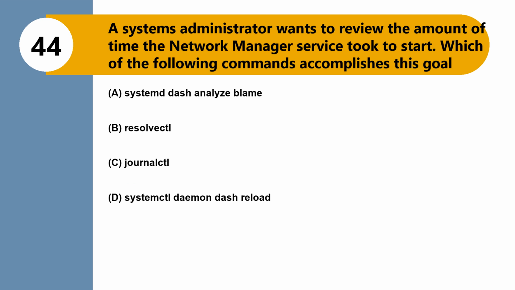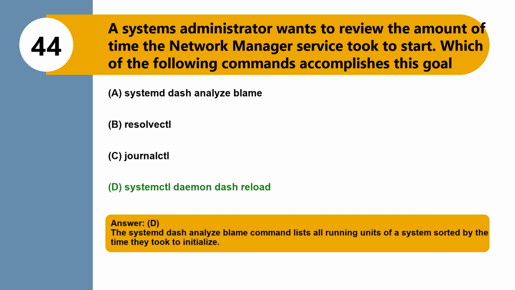Question 44. A systems administrator wants to review the amount of time the NetworkManager service took to start. Which of the following commands accomplishes this goal? Option A, systemd-analyze blame. Option B, resolvectl. Option C, journalctl. Option D, systemctl reload. The correct answer is option D, systemctl reload. The systemd-analyze blame command lists all running units of a system sorted by the time they took to initialize.